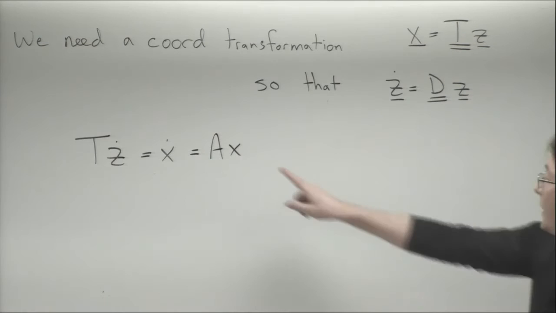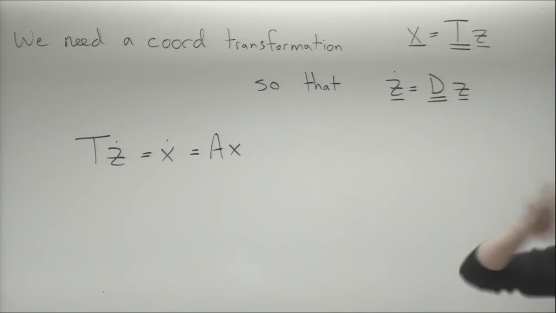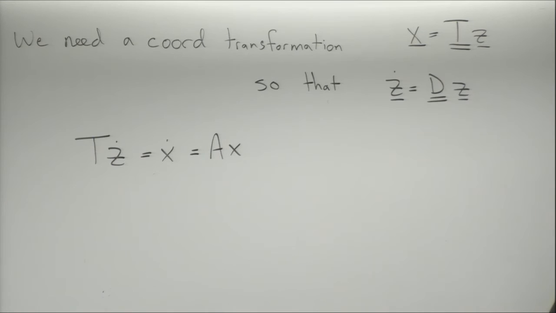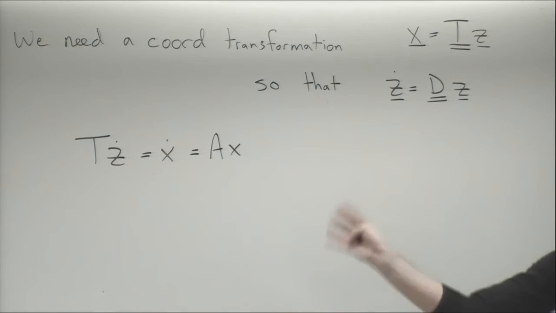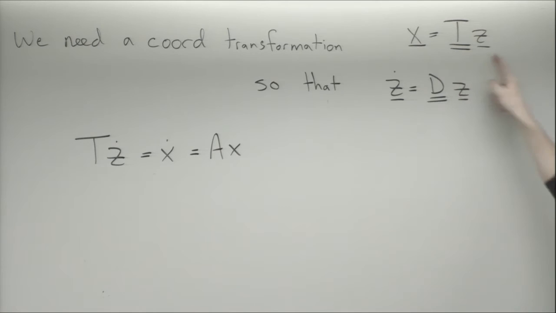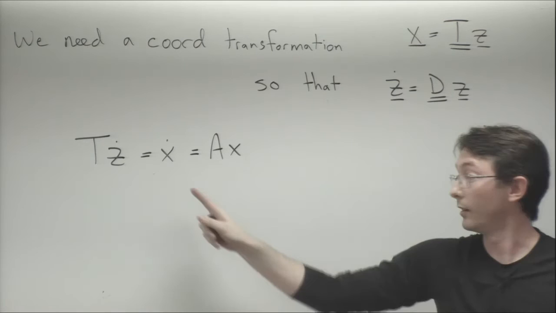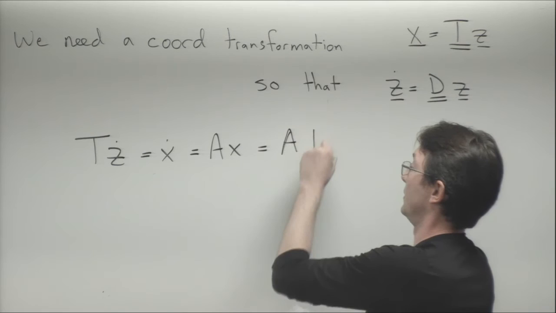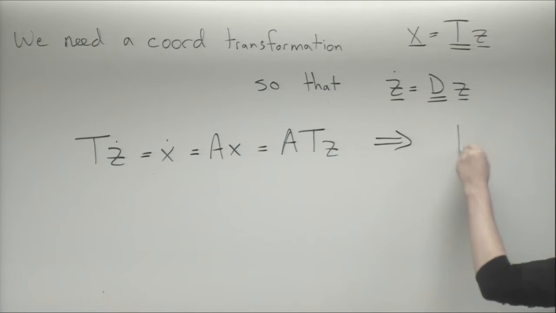Okay, but what does x equal? T times z. We're going to do a lot of substitution, and this should make sense after you do it a couple of times, but it might feel a little weird, like I'm just arbitrarily picking things to substitute in. I know that I want to get an equation entirely in terms of z. So I'm going to take my x dot equation, and I can either write that as T z dot or as A times x. Those are two equivalent ways of writing x dot. Now, A times x is equal to A T z. So that gives me T z dot equals A T z.